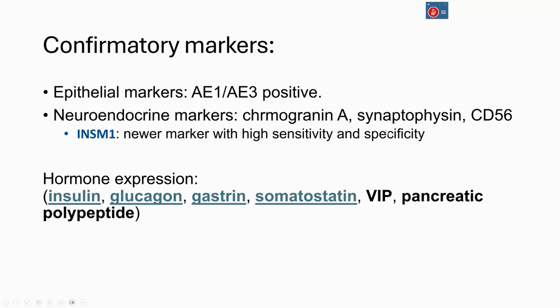Chromogranin, synaptophysin, and CD56. And these are some secretory peptides you can apply on the FNB specimen or on the resection specimen. It's totally dependent upon the lab protocol or the gastroenterologist requirement.